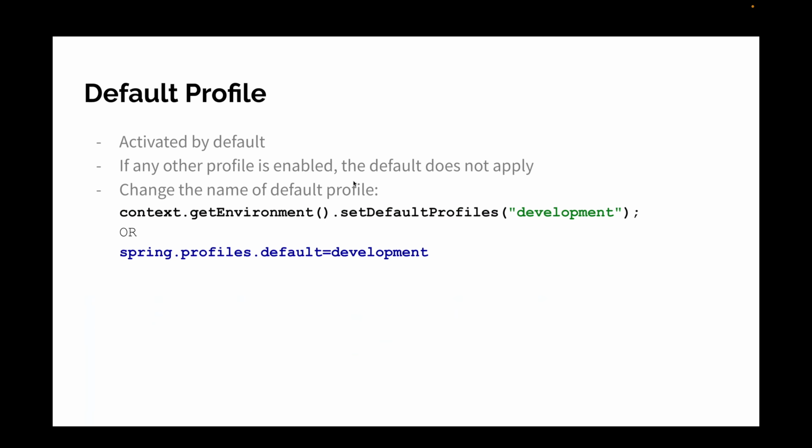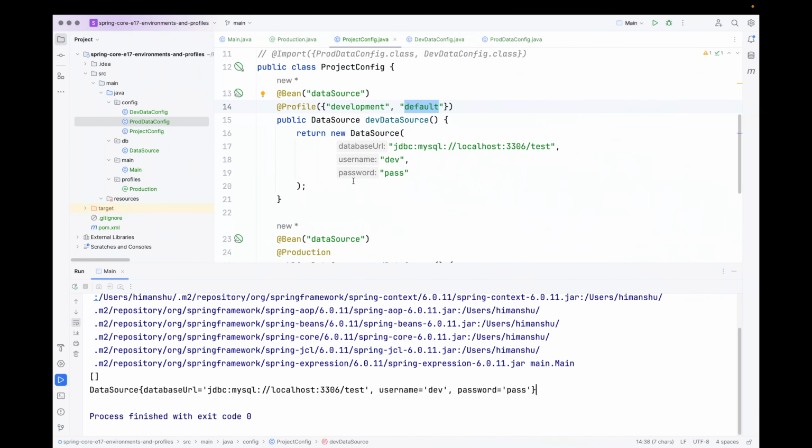Now what we want is, let's say we have many beans in our application, and the beans are specific to development and production. So if no profile is active, then activate the default development profile, because we don't want to go to every place and use these two profiles like development and production.